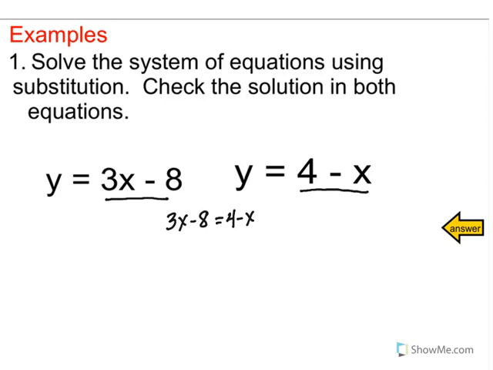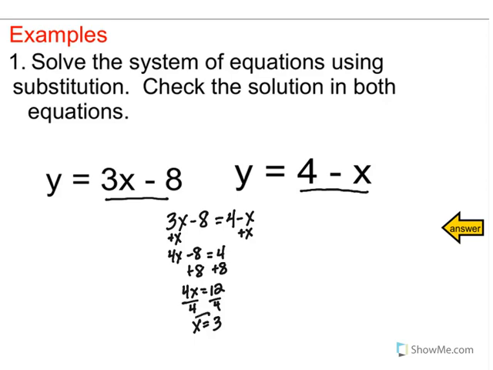Now, what this is helpful for is it allows me to solve the equation now for x, whereas before we could not. So I'm going to solve for x, so we start by getting x's on the same side. So this would be 4x minus 8 equals 4. Add 8 to both sides, so 4x equals 12. Divide by 4, that means x is equal to 3. So now I know what x is.